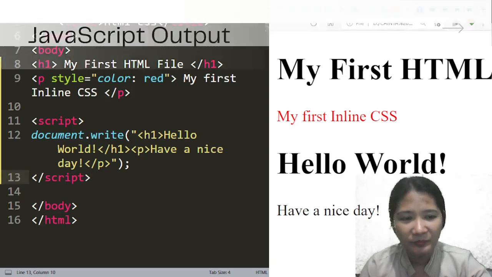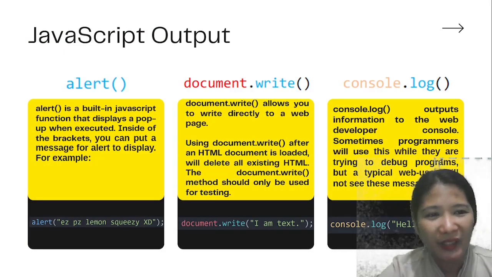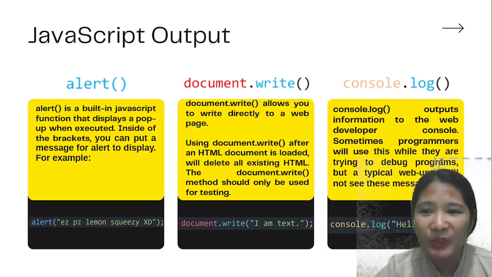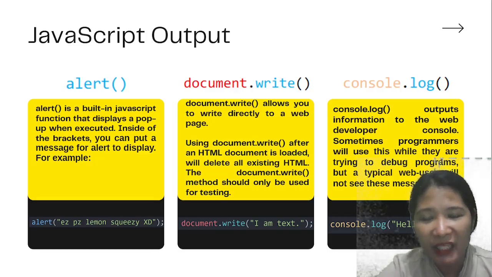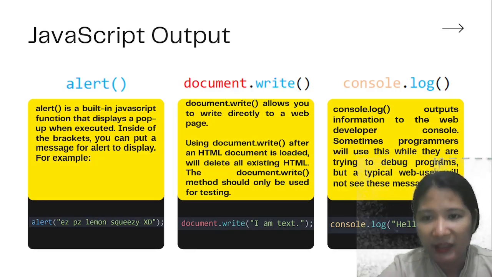Next, we have the console.log. This outputs the information to the web developer console. Sometimes programmers will use this while they are trying to debug programs. They can see errors through the console.log, but a typical web user will not see these messages. So the console.log is for programmers' use.